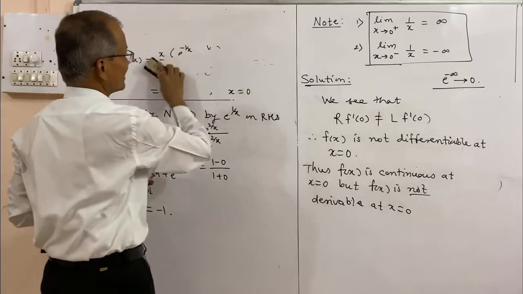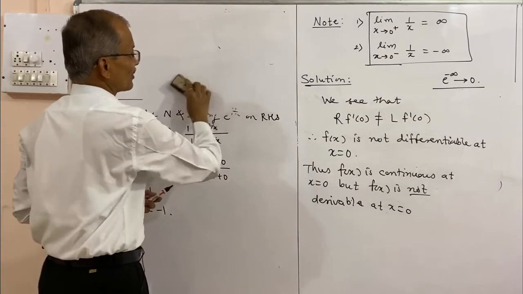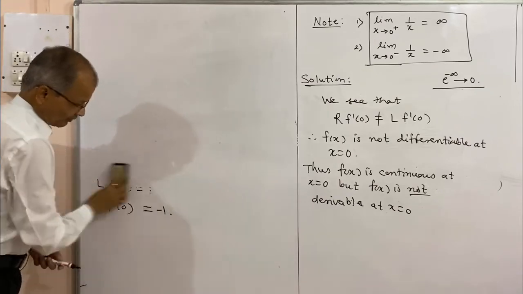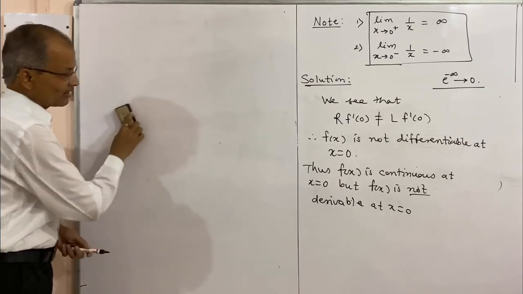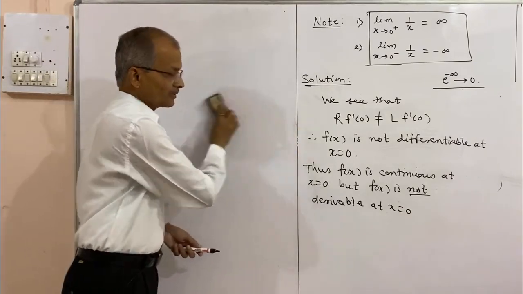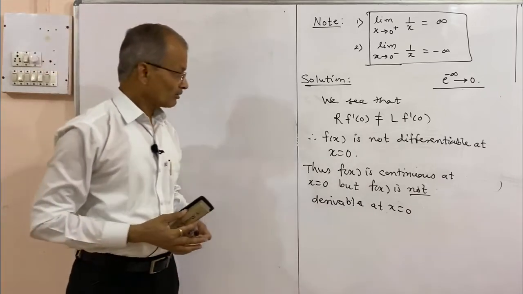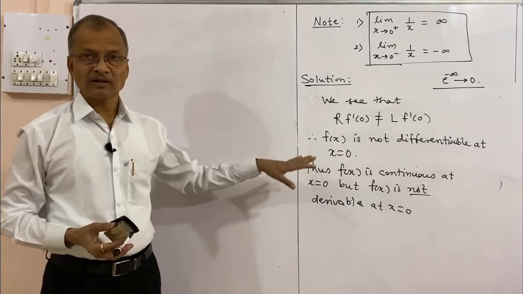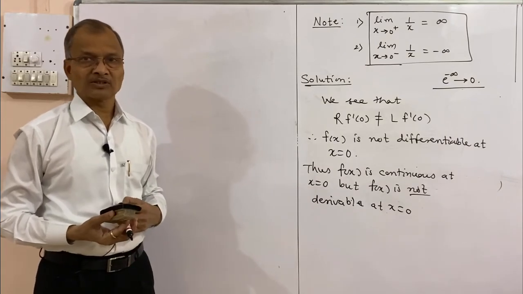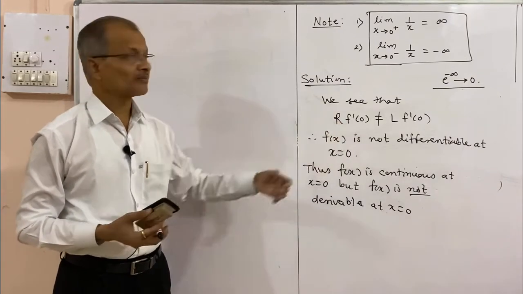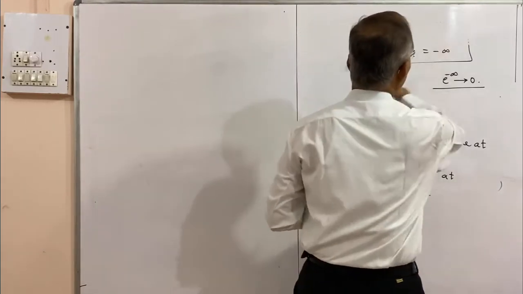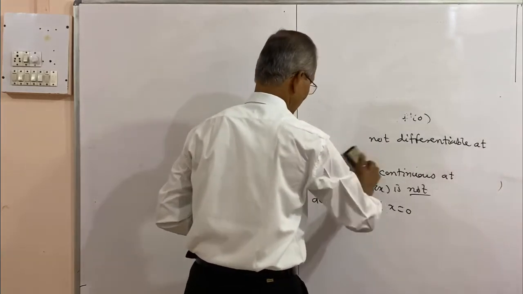So in this way we can examine a given function for continuity and for differentiability. To check the continuity we have to find the left hand limit and the right hand limit, and to check the differentiability we have to find the right hand derivative and left hand derivative. If these are equal, then the function will be differentiable, otherwise not. So in this way we can examine a given function for continuity and differentiability.